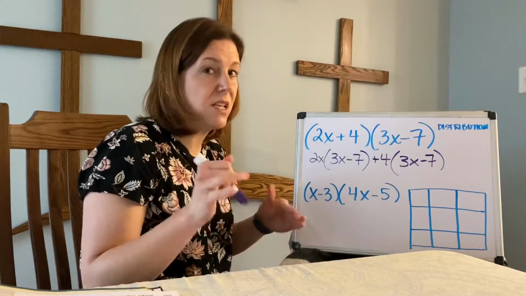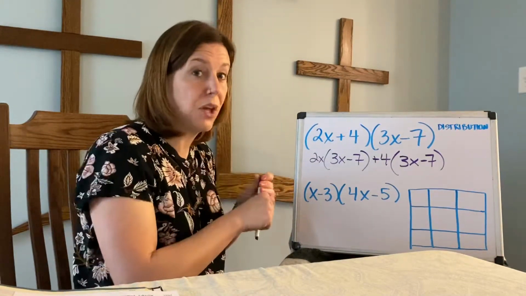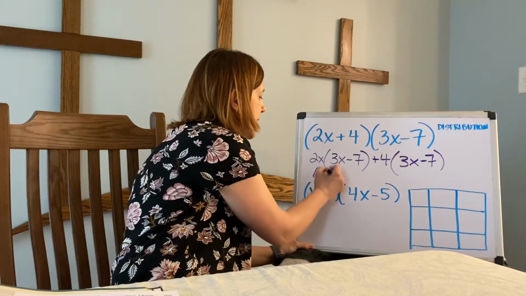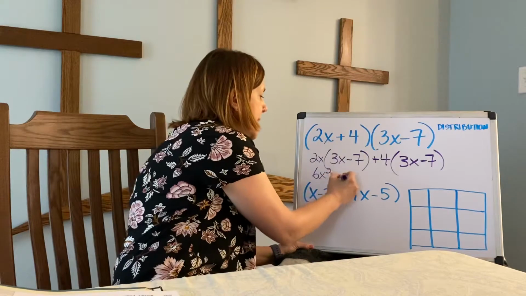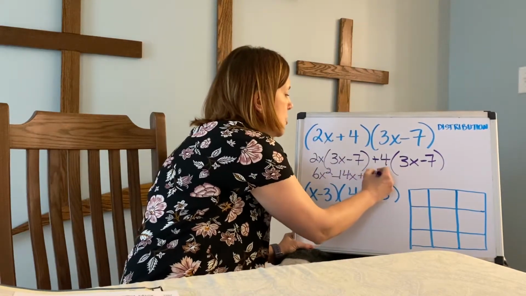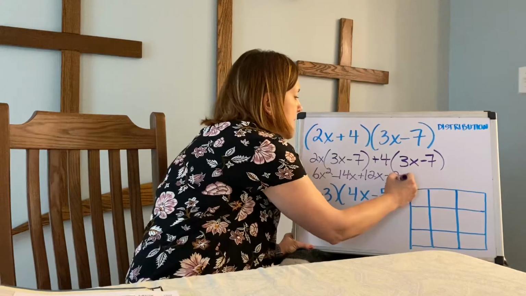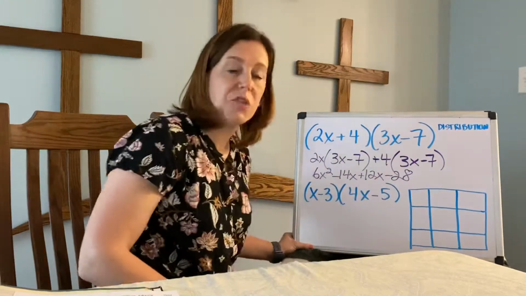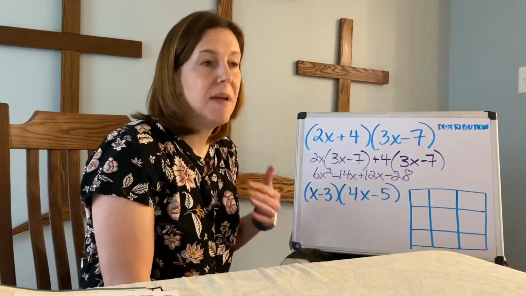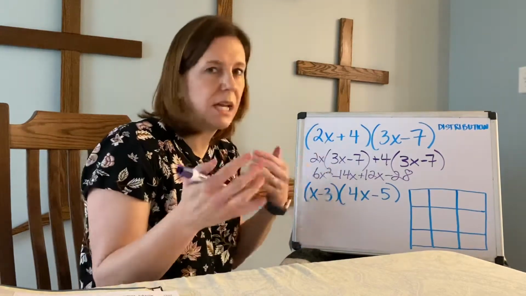Because we've done that and done it enough, I'm going to go through this next part pretty quickly. If I distribute this 2x, I get 6x squared minus 14x. Then I'm going to add to it 12x minus 28. Especially when we're multiplying, we need to, as our last step, make sure that we've simplified and cleaned everything up that we possibly can.